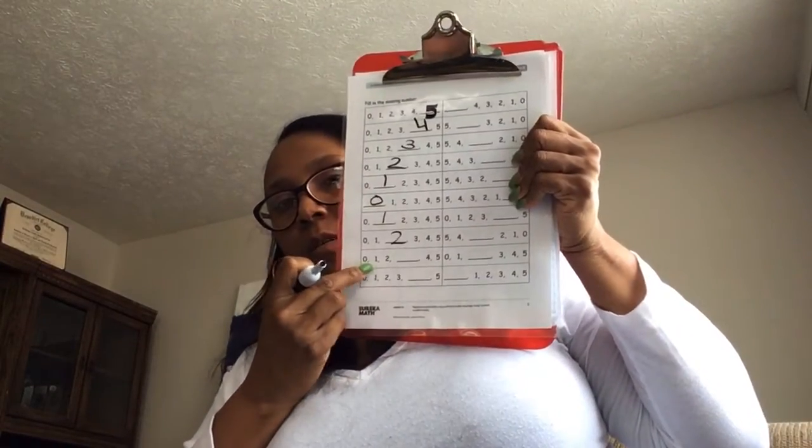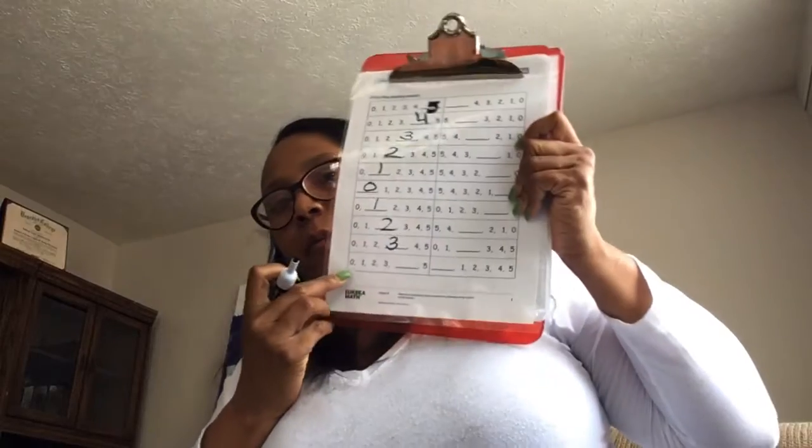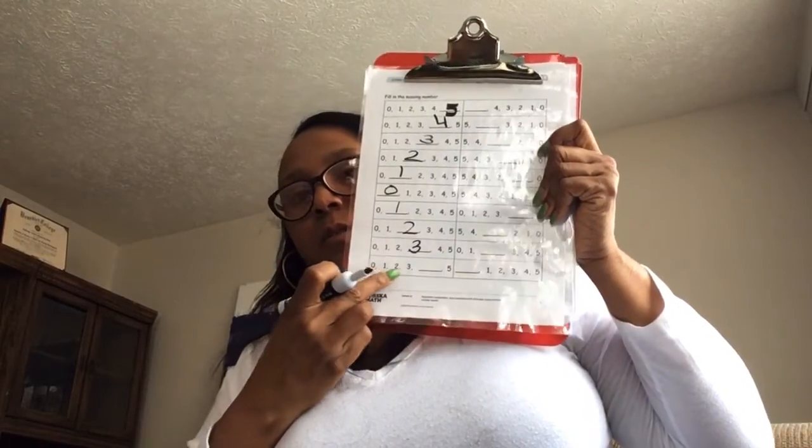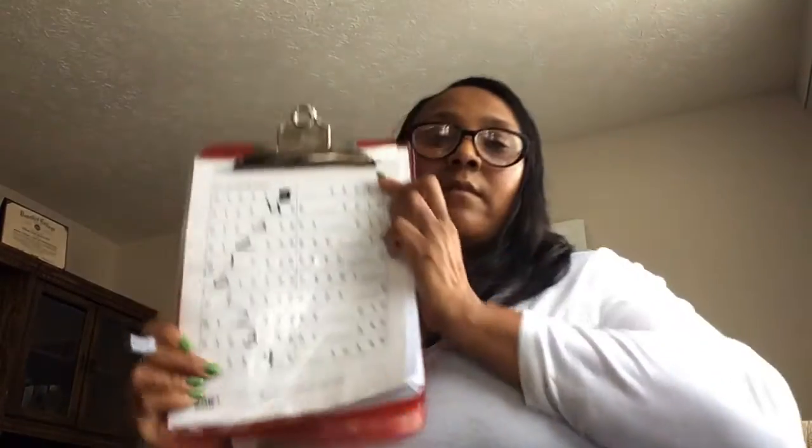Great. 2. We have 0, 1, 2. What number comes next? 3. Great job. Then we have 0, 1, 2, 3. What number comes next? Great job. 4.